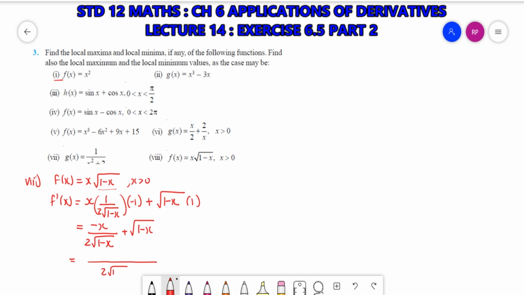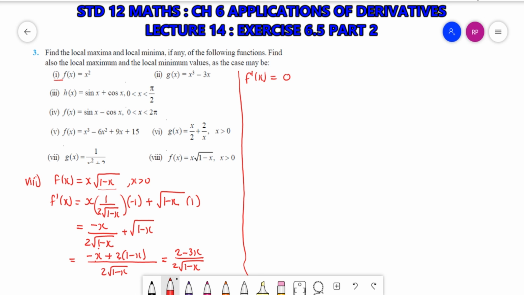So over 2 root 1 minus x, this will be minus x plus 2 root of 1 minus x into root of 1 minus x, that is 1 minus x. So this will be minus x plus 2 minus 2x. So 2 minus 3x upon 2 root 1 minus x. Okay, now f double dash x will be a lengthy one. So what I will do, first I will find out the critical point and then we'll find out f double dash x.